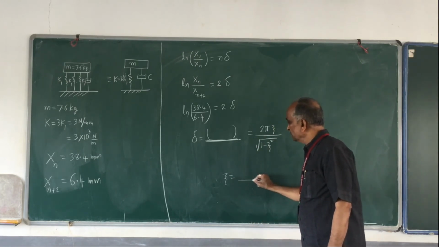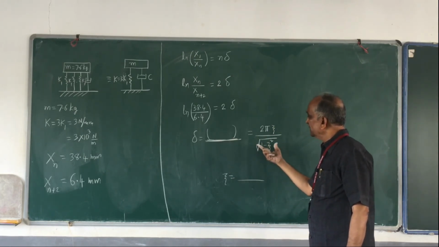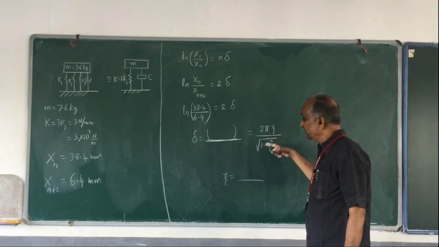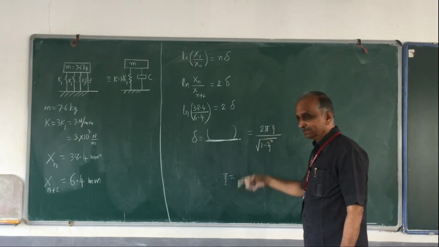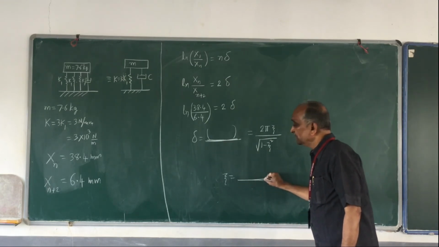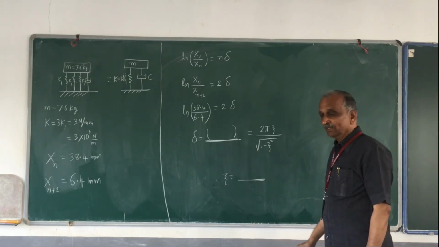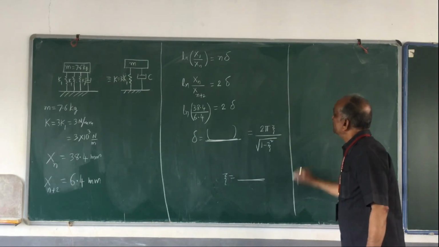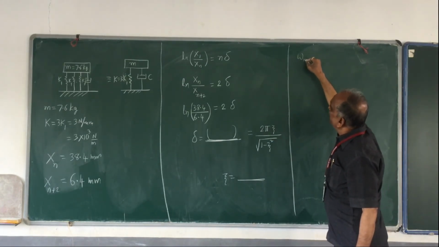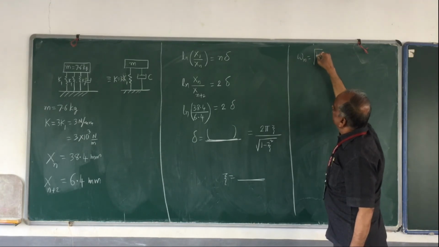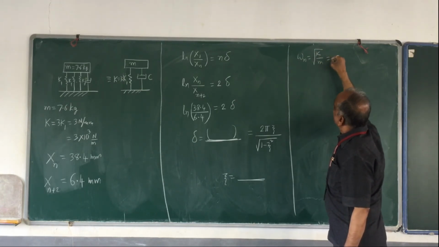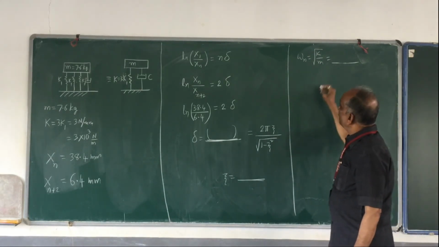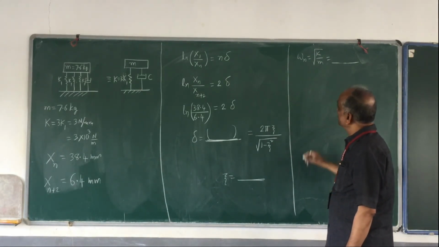Zeta is found by squaring this term and squaring this term also: delta squared equals 4 pi square zeta square divided by 1 minus zeta square. That is how you can find out zeta. Once you find zeta, what is next? You can easily find out omega n. Omega n is square root of k divided by m. So omega n is known to you.